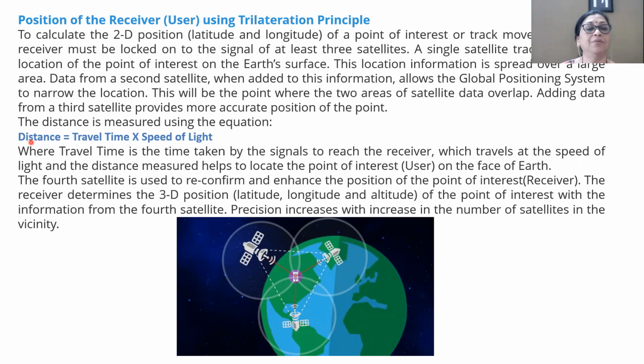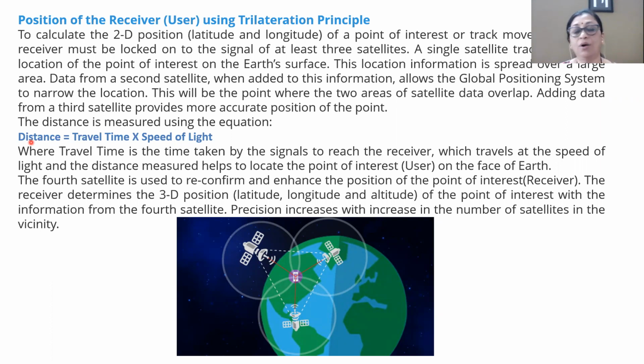Okay, and that can be found by the simple formula: distance is equal to the time required to travel the distance multiplied by the speed of light, because all radio waves travel with the speed of light, and all of you know what the speed of light is. It is a constant value which is known. So travel time is known, speed of light is known, and distance can be calculated, the distance of the satellite from the point of interest. This distance is used to find the coordinates of the point of interest.